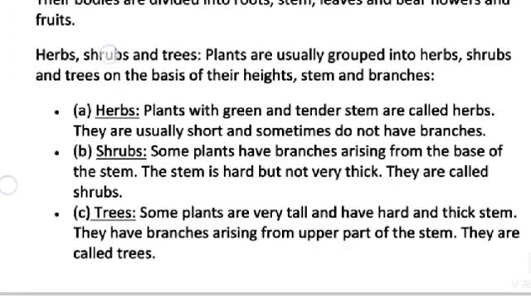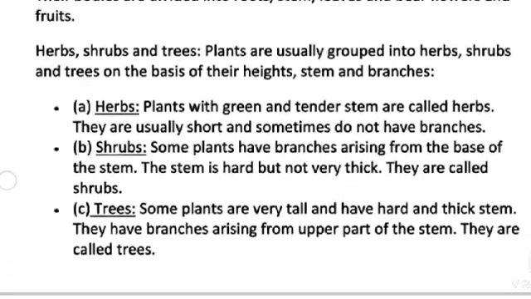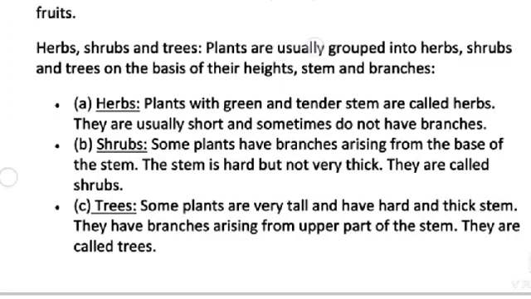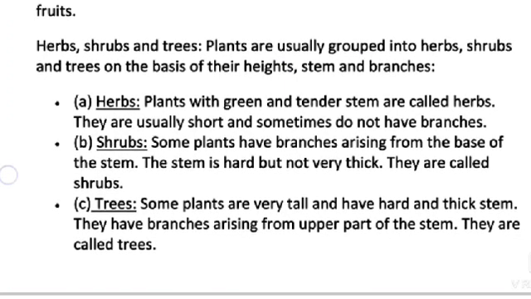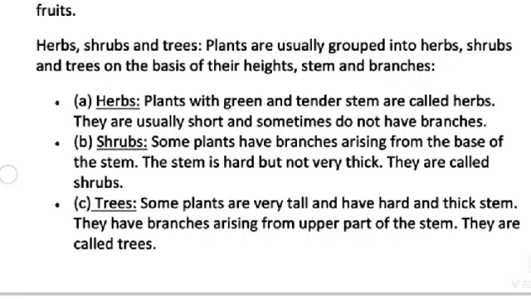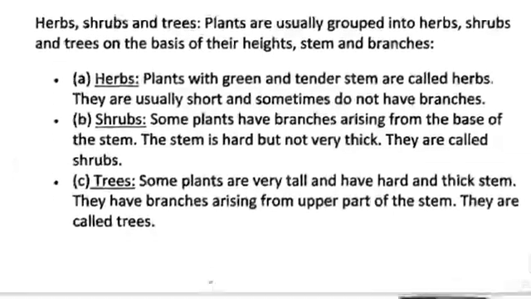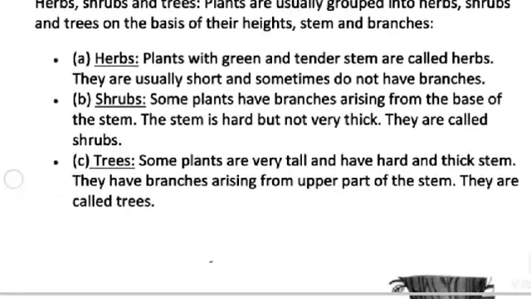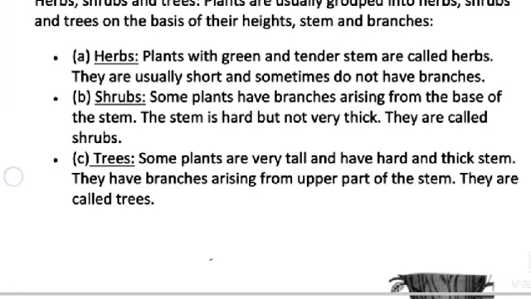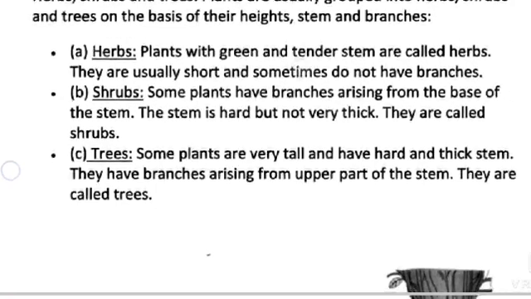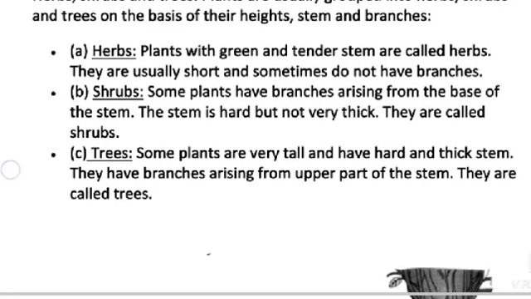Herbs, shrubs and trees. Plants are usually grouped into herbs, shrubs and trees on the basis of their height, stem and branches. Herbs. Plants with green and tender stem are called herbs. They are usually short and sometimes do not have branches.